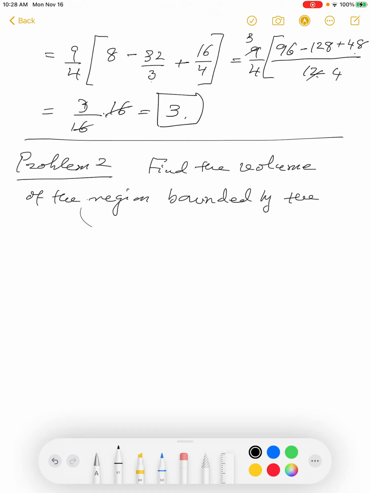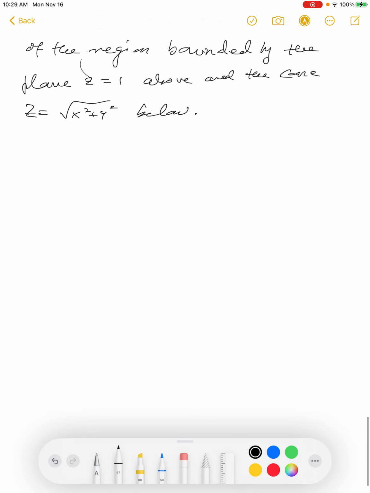the plane z equal to 1 above and the cone z equal to root of x square plus y square below. So let's use a triple integral.